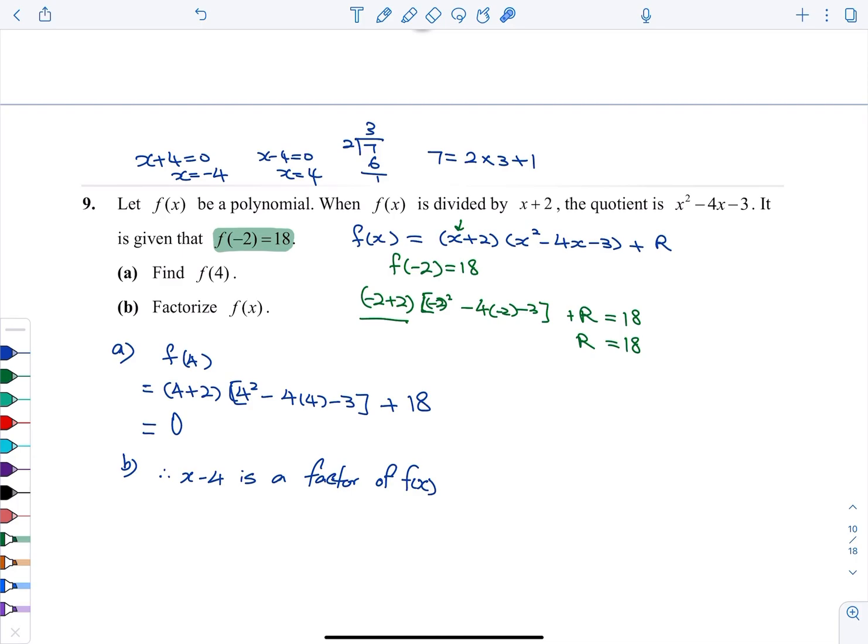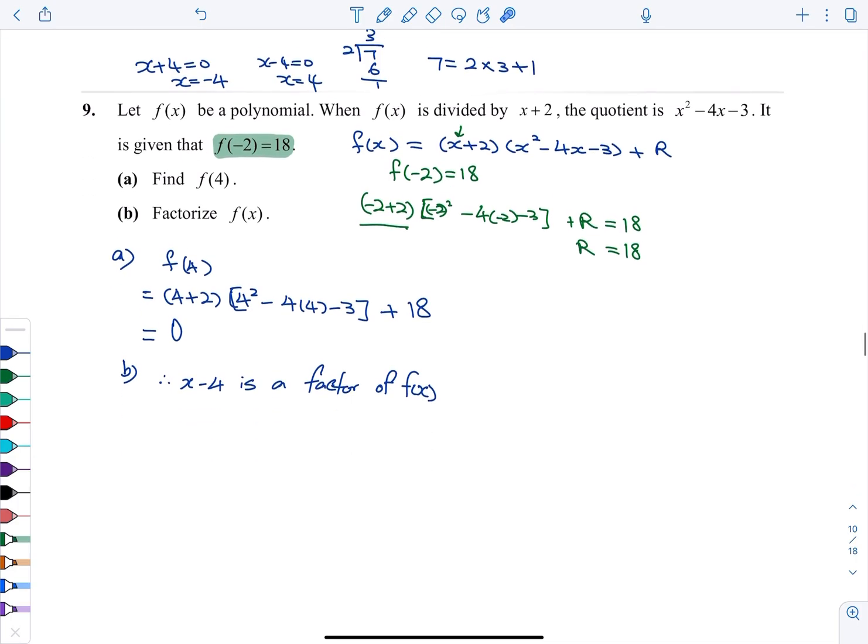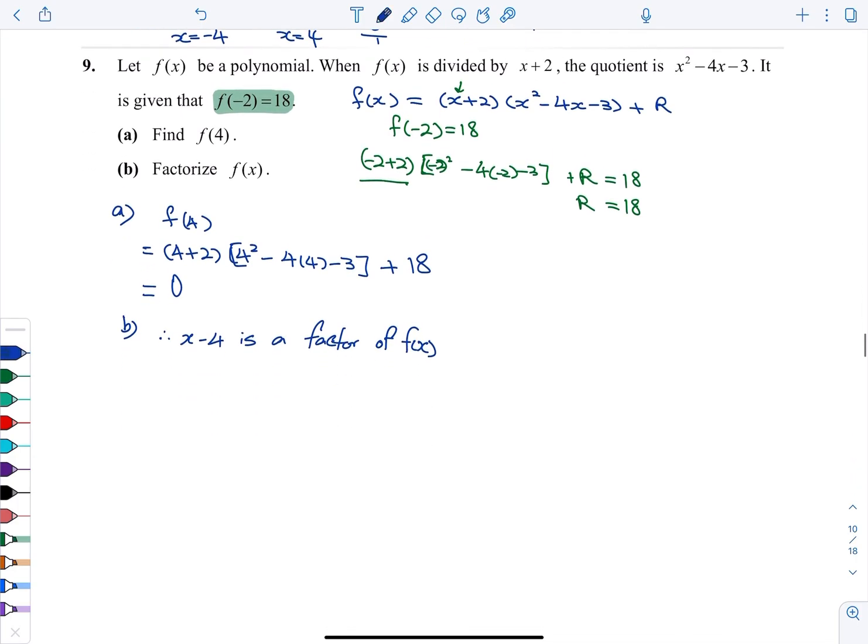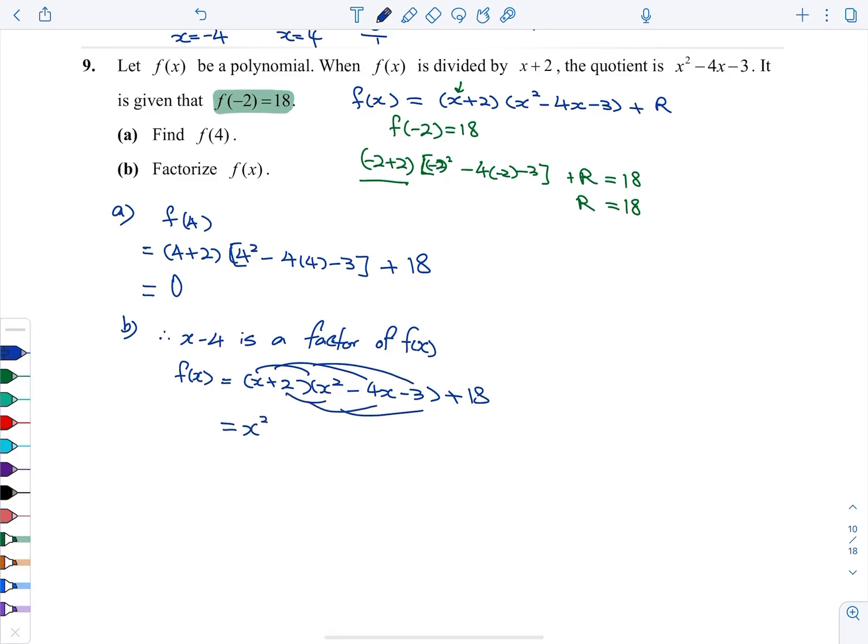Let's do it quickly. This should be our last question for this video, hopefully. Our f(x) is (x plus 2), this thing, plus 18 in the end. Open up, open up, open up. You get x cubed minus 4x squared minus 3x.